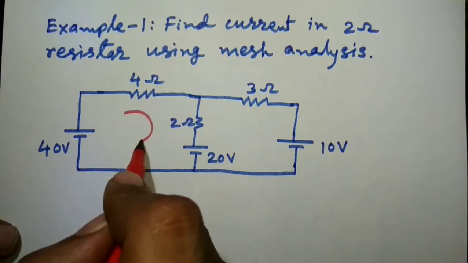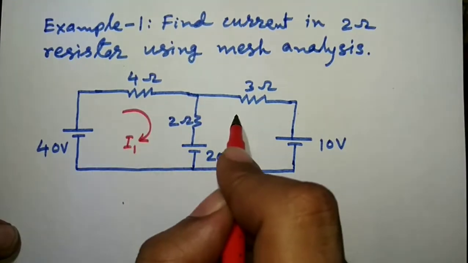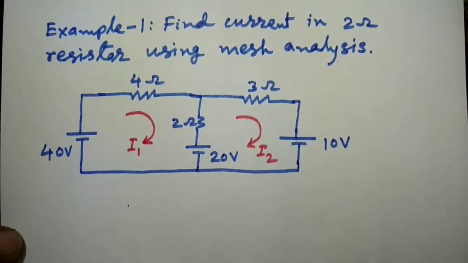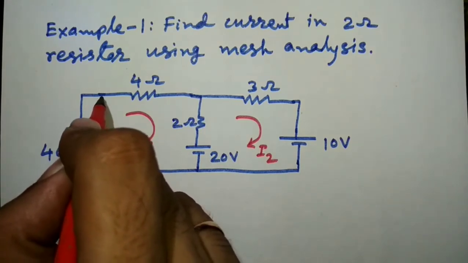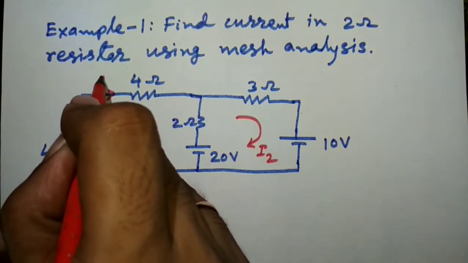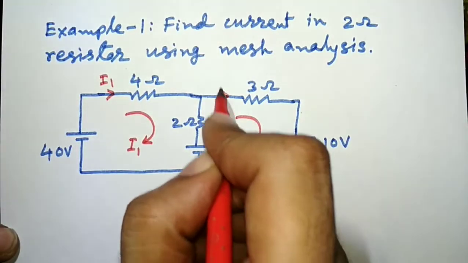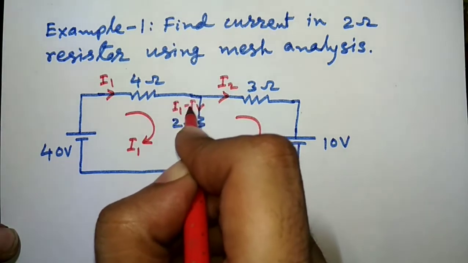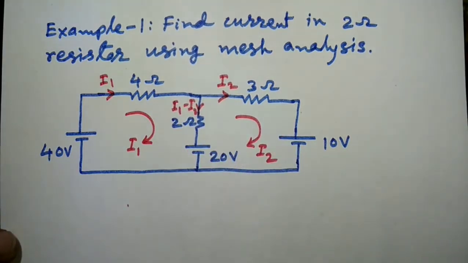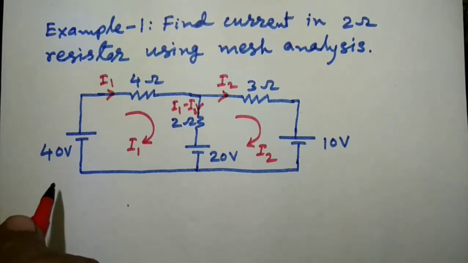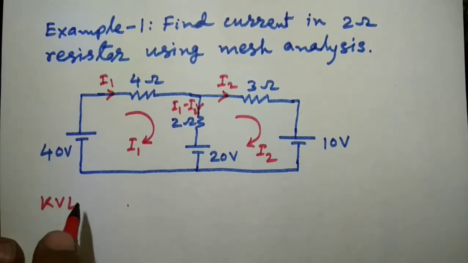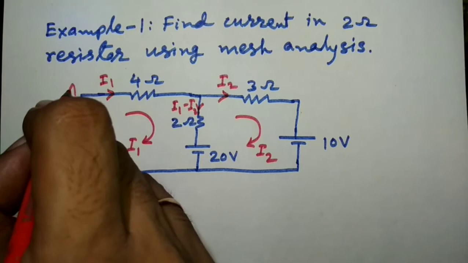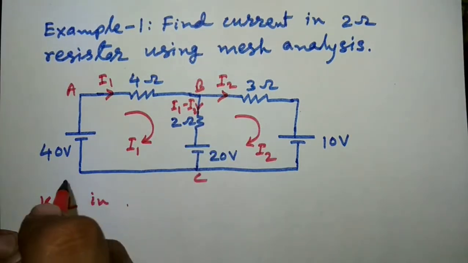So assume the mesh currents in mesh 1 and in mesh 2. In terms of mesh currents, the branch current here will be I1, here it will be I2, and here it will be I1 minus I2. Now apply KVL in the first mesh. Let's say A, B, C, D, A.